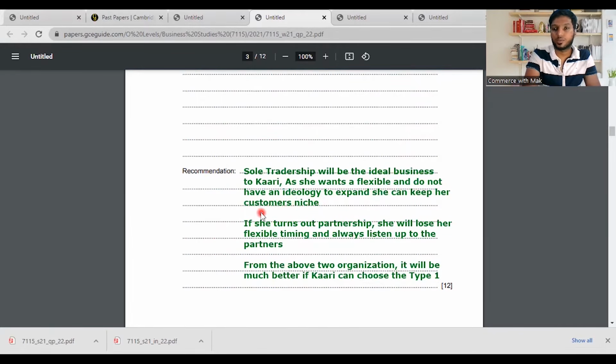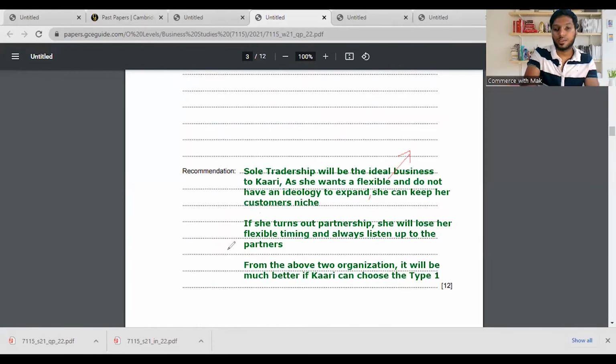She can keep her customers niche. So she doesn't want to expand, so she can keep her customers niche. So here you can put a comma, and here you can write timing, flexible timing. If she turns it into a partnership, she will lose her flexible timing and always have to listen to the partners. You should always listen to them and take a decision. So it will take a lot of time in deciding certain things in your business.